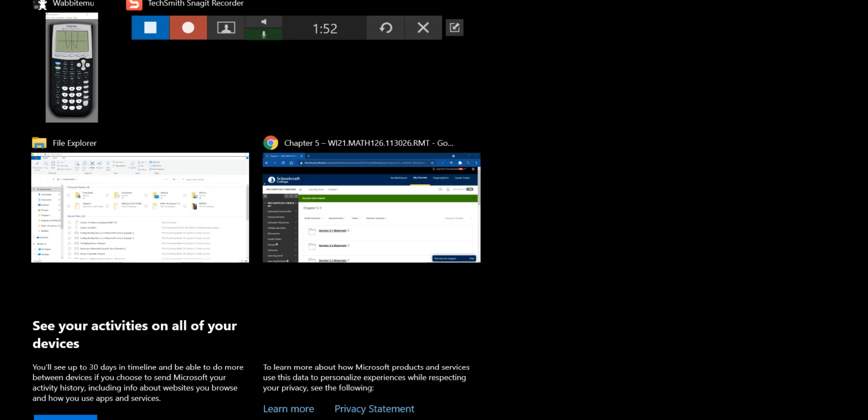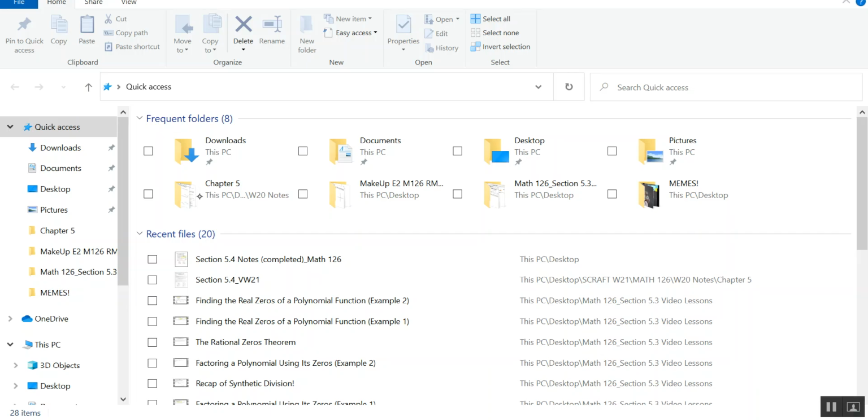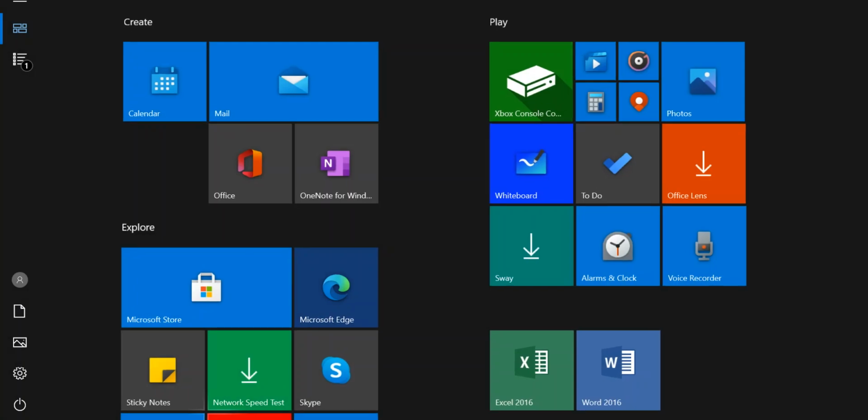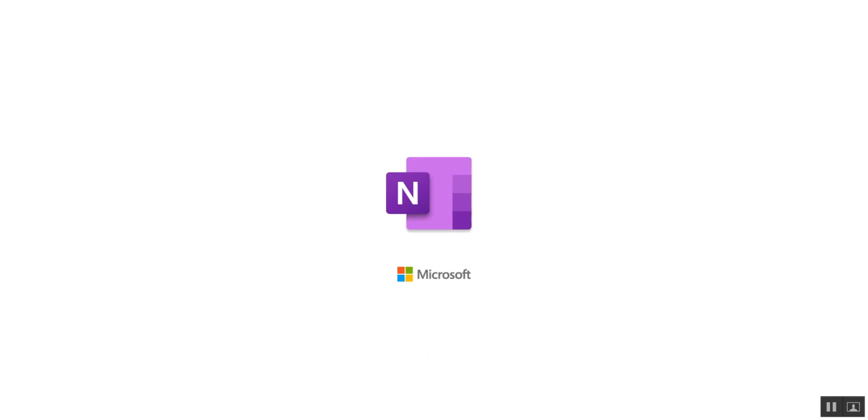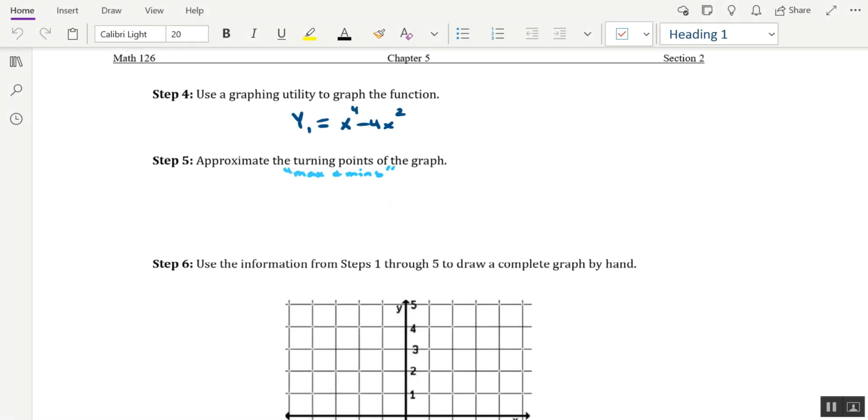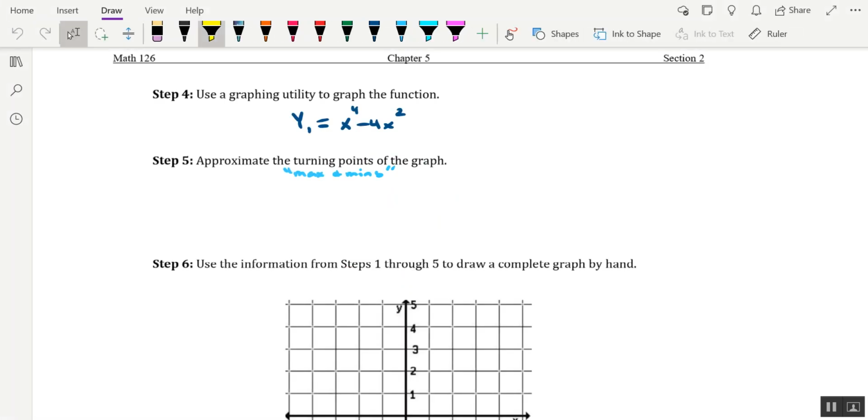So just a recap as to why... where did my notes go? There we go. Okay. So our graph looks a little something like this. Actually, you know what? Put it over here.